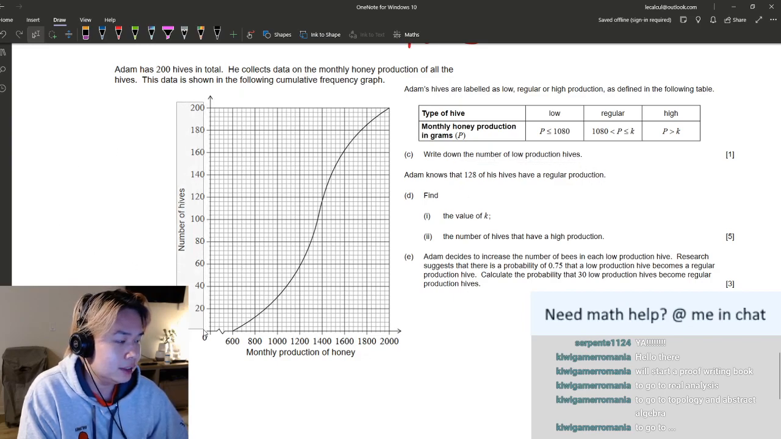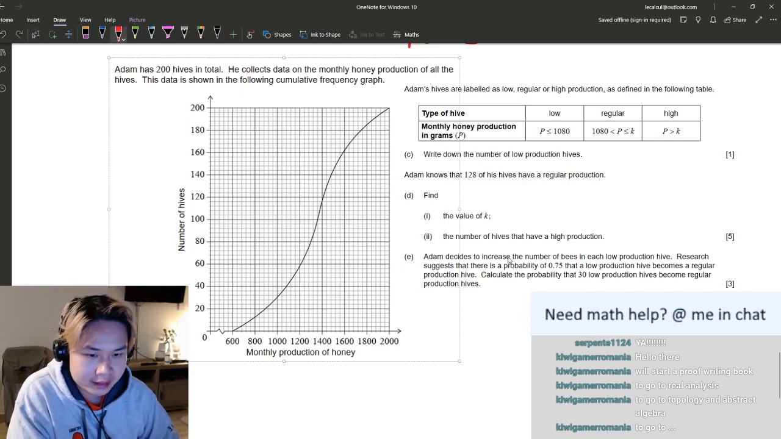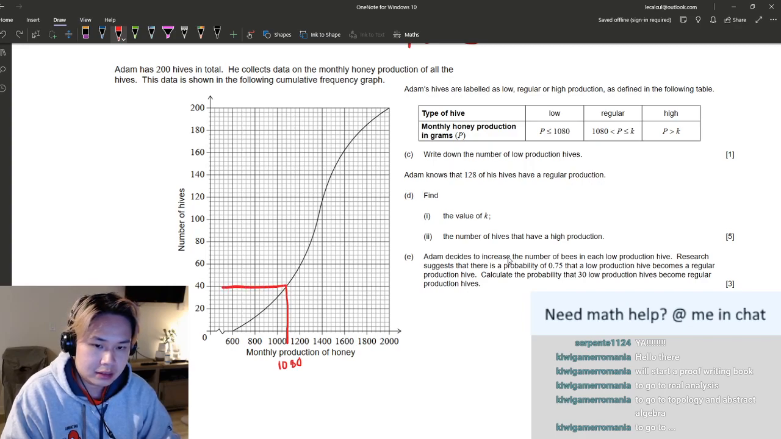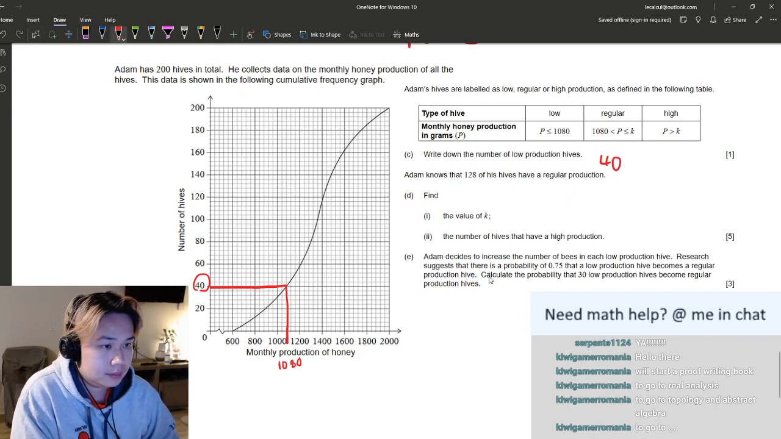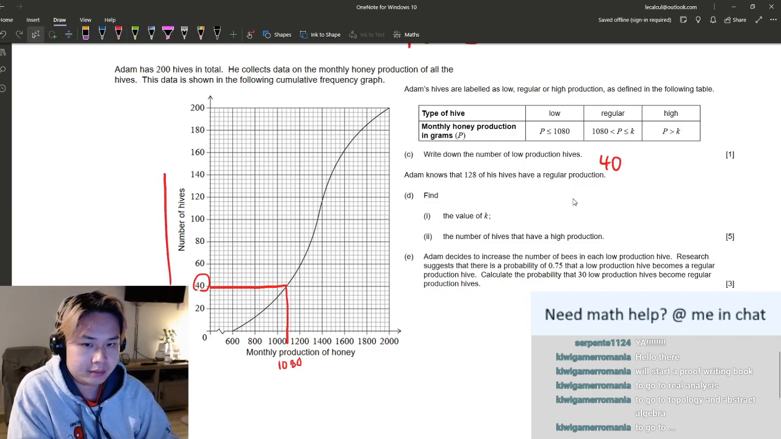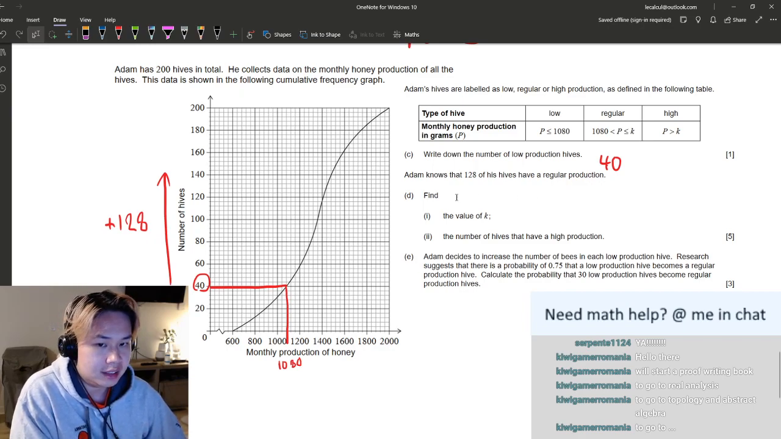So here are the number of hives in total on the left, and here is the production of honey. So what I do is I find where 1080 is, which is probably right here. Which means there are about 40 low production hives. Okay, and then Adam knows that 128 of his hives have regular production. So that means that I add 128 to 40, which is 168.